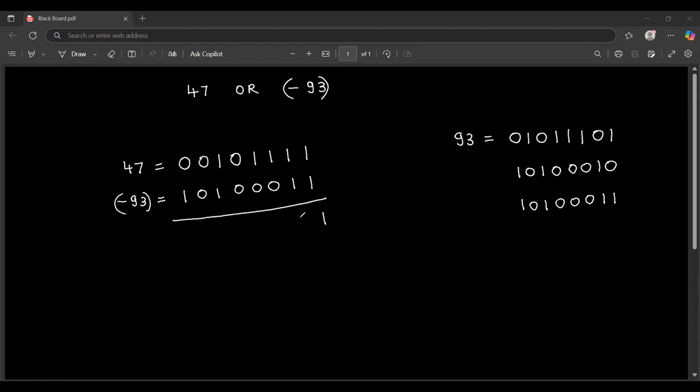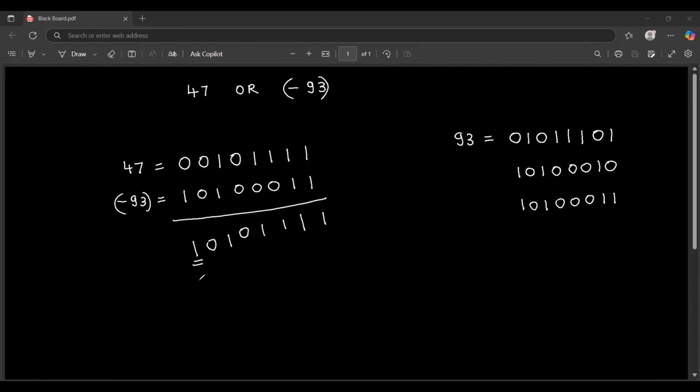Sorry, not AND, it's OR. 1 OR 1 is 1, 0 OR 0 is 0, 0 OR 1 is 1. You can't directly write this down. Why? The first bit is 1, which means the number is negative.